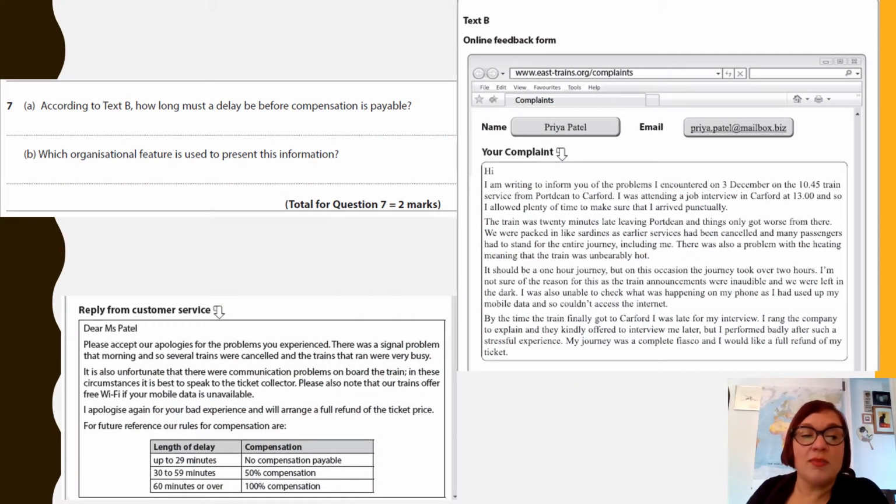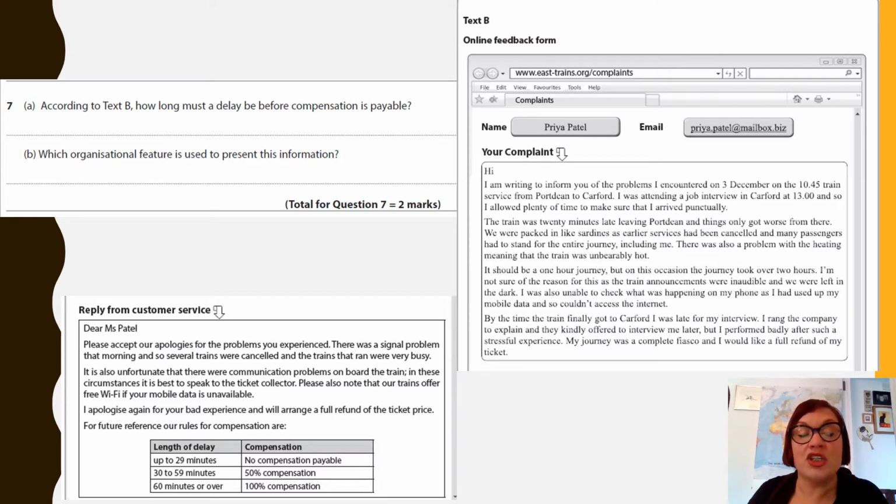So here's an example of what question 7 will look like. Every question in the reading paper will always look exactly the same. They will always be structured in the same way, but obviously will refer to different texts, okay? So according to text B, how long must a delay be before compensation is payable? Okay, so you need to just go and look for that information in the text. This is all text B on both pages because I couldn't fit it in.